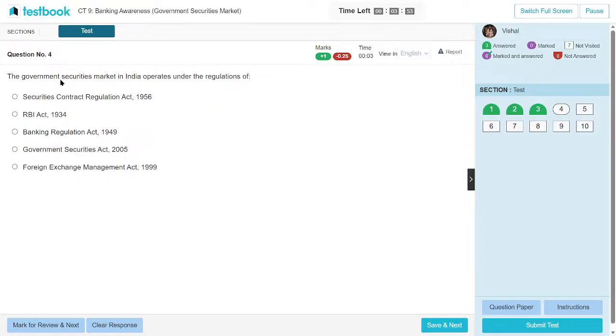Please tell me the correct answer of this question. The government securities market in India operates under the regulation of. Tell me the correct answer. The government securities market in India operates under the regulation of. RBI Act 1934.